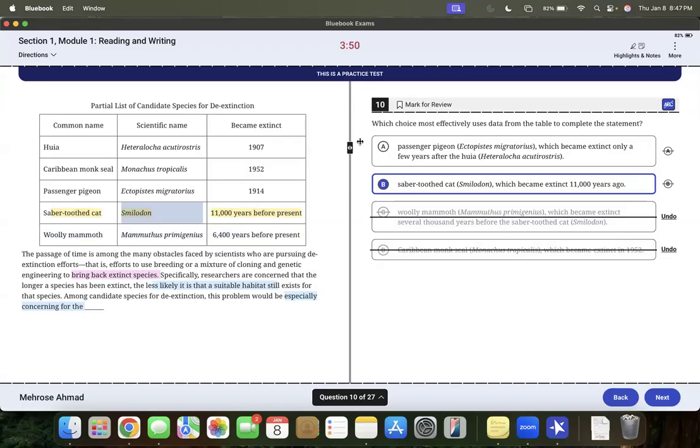A, passenger pigeon. All right, again, fact checked, passenger pigeon. This is the correct species, 1914, and became extinct only a few years after the Hoya, which became extinct in 1907. So that is factually correct. It is factually correct that the passenger pigeon was extinct 7 years after the Hoya, but does that match what the question is saying? No, because you want to find the oldest species. So B makes the most sense.